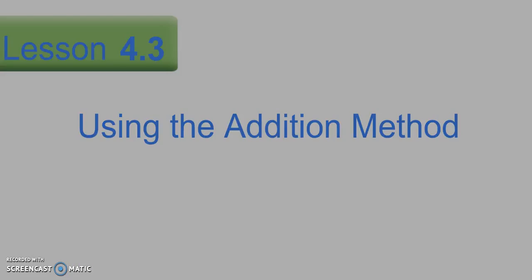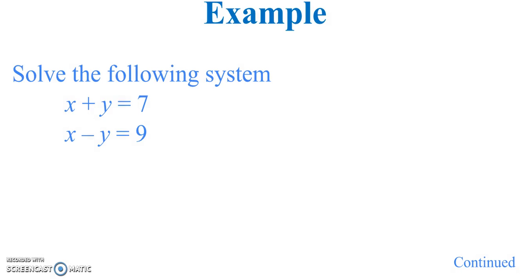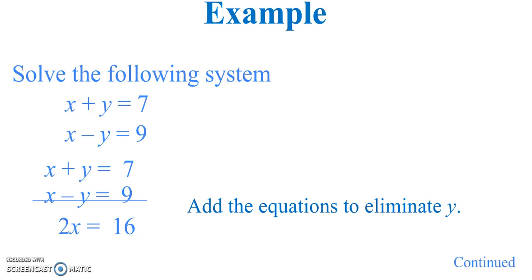Addition method, okay? When I use the addition method, your goal is to cancel out either the x's or the y's. In this example, it's pretty. My y's are already opposites. So I have a positive y and a negative y. So I'm going to take this equation, cancel out my y's and add straight down.